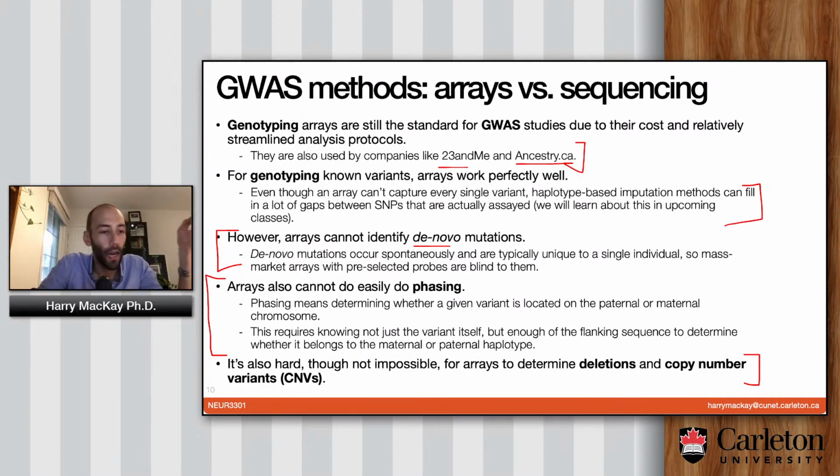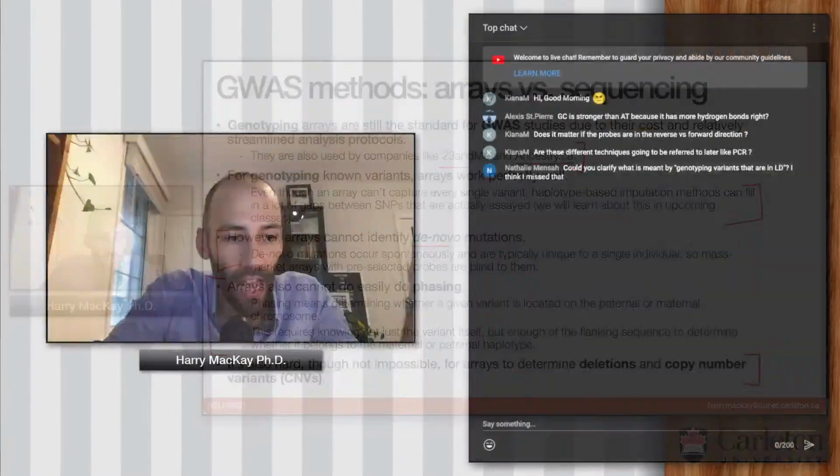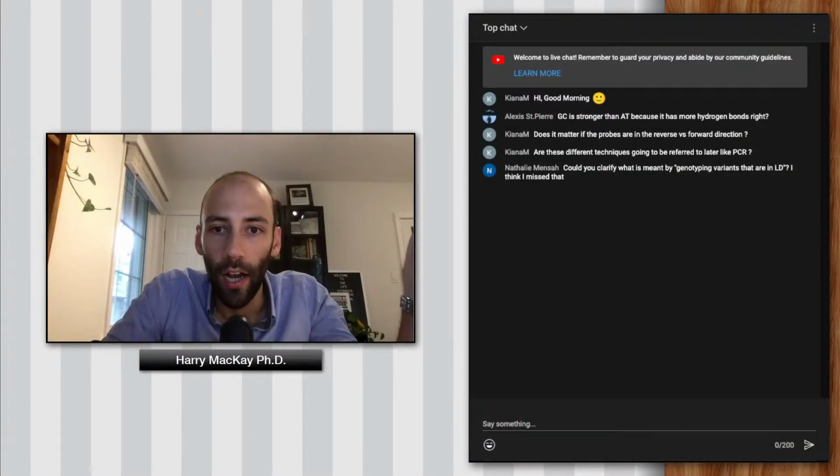So I'm just going to pop over back to the chat. We've got another question there. Could you clarify what is meant by genotyping variants that are in LD? I think I missed it.